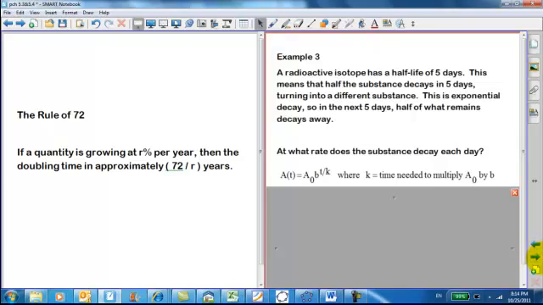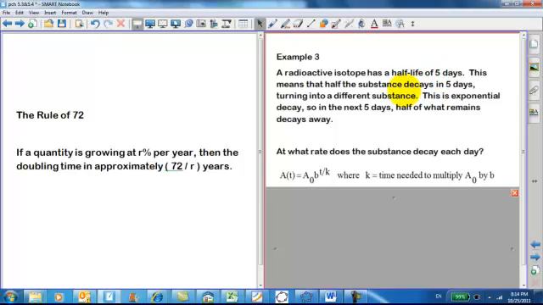Now let's look at example 3. A radioactive isotope has a half-life of 5 days. This means that half the substance decays in 5 days, turning into a different substance. This is exponential decay, so in the next 5 days, half of what remains decays away. So half of what remains. It doesn't mean the other half goes away. So in 10 days, you don't have nothing left.